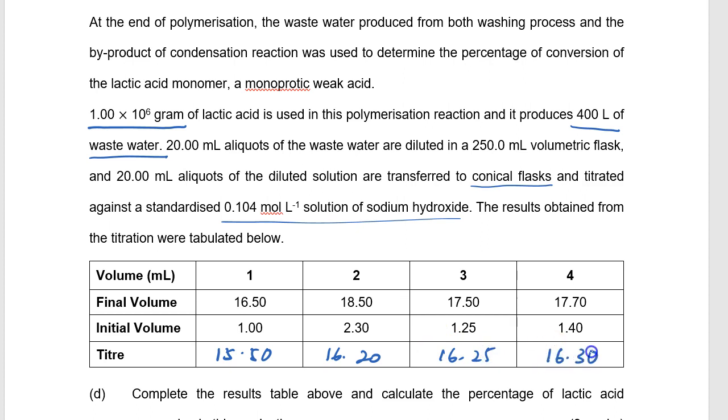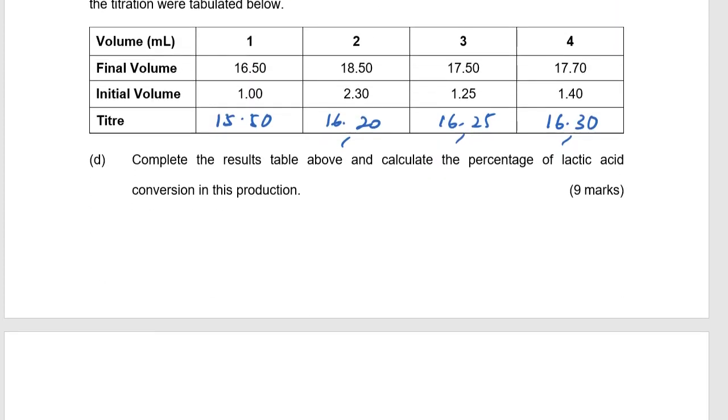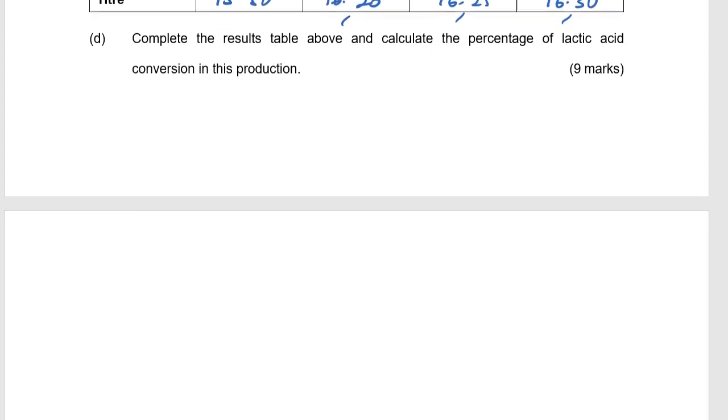Okay, and finally, to identify the average titer value, make sure you only use the 3 closest readings. It doesn't matter how many readings were given, you're supposed to take only the 3 closest readings to get your average titer value. Now let's calculate the percentage of conversion.